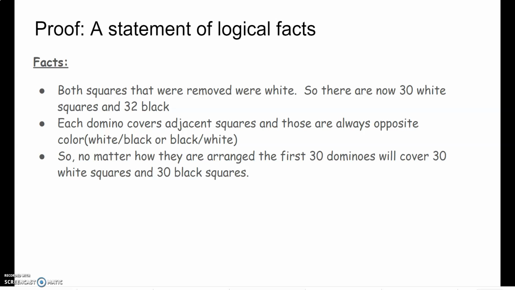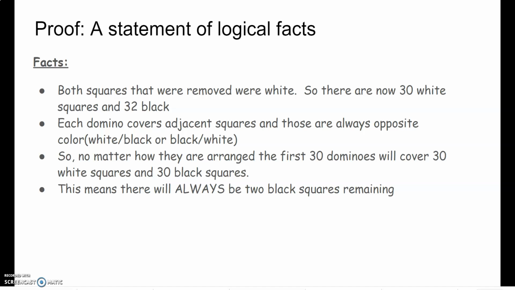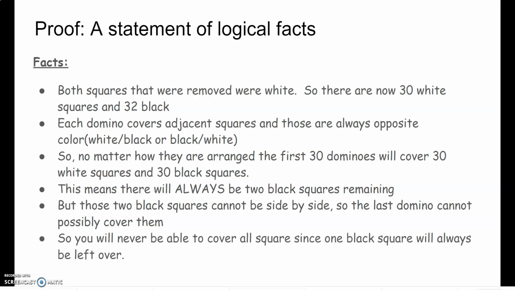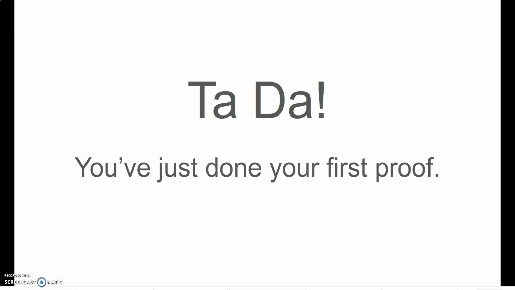So, no matter how they are arranged, the first 30 dominoes will cover 30 white squares and 30 black squares. Think about that. That means there's always going to be 2 black squares remaining, since we covered 30 whites and 30 blacks. But we stated in the first statement there were 32 black squares. So there must be 2 black squares remaining. What's the problem? The problem is those 2 black squares cannot be side to side. Nowhere on the board do you see 2 black squares or two squares of the same color side by side. So the last domino cannot possibly cover both of them. So you'll never be able to cover all the squares since 1 black square will always be left over. Ta-da! You've just done your first proof.